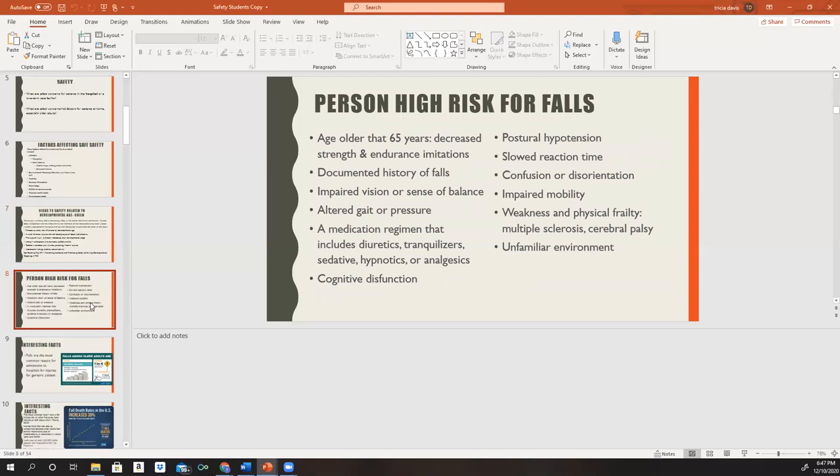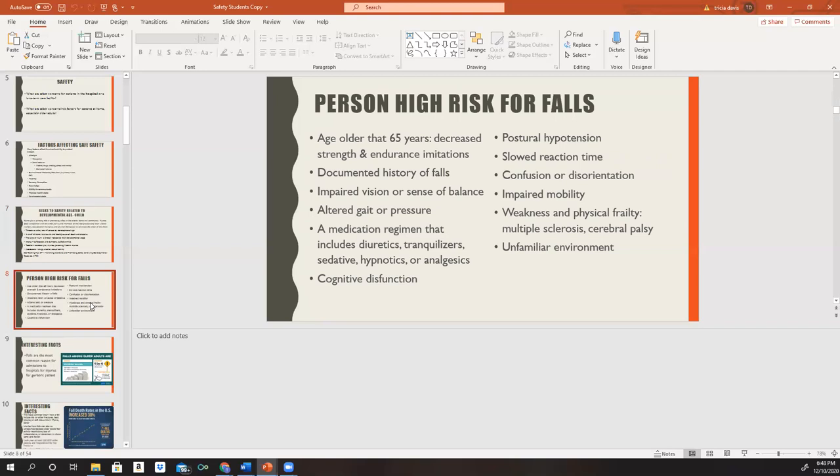So what type of people are at risk for having falls, what we would consider a high fall risk? Definitely that older adult, older than 65 years old, when they have decreased strength and endurance limitations; they become weaker as they get older. So you always hear about that in the older adult, they're at risk for falls or they have had falls. If your patient has a documented history of falls, have they already had a couple of falls before, or one fall before? If they have, they are automatically at risk for having another fall. If they have impaired vision and sense of balance, that makes perfect sense, right? If you don't have good vision, you can't see where you're going, you don't know what you're doing, you're at risk for falling. If you don't have a good sense of balance, you're not going to be able to ambulate properly in your house or anywhere else, increasing that risk for falling.